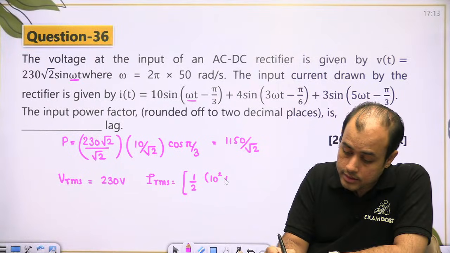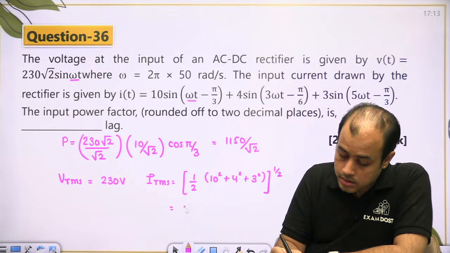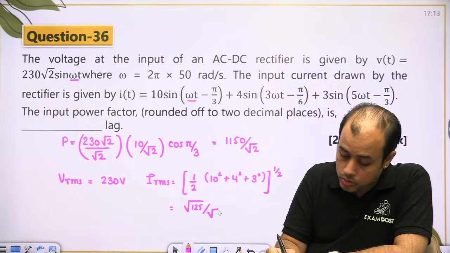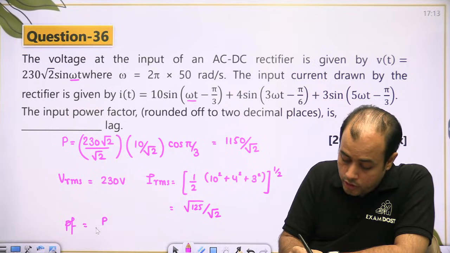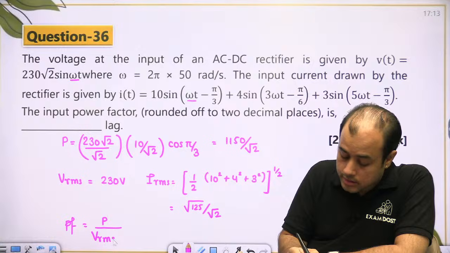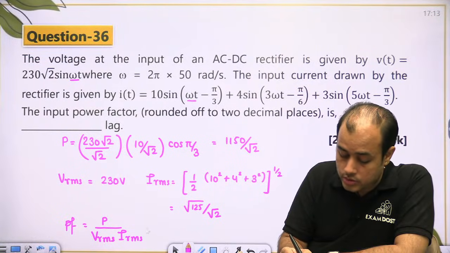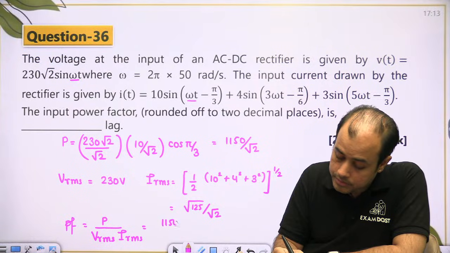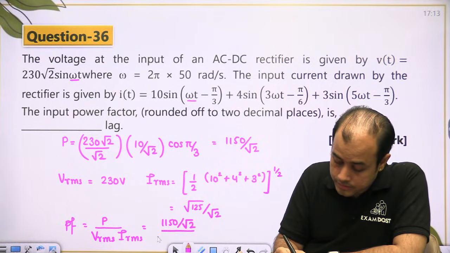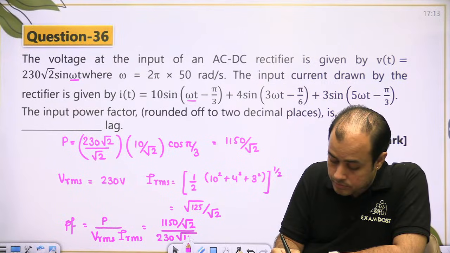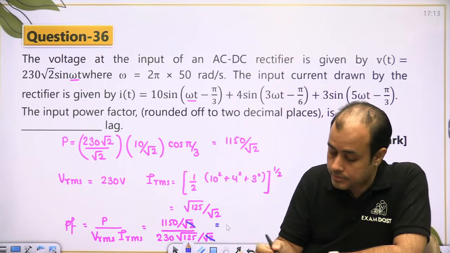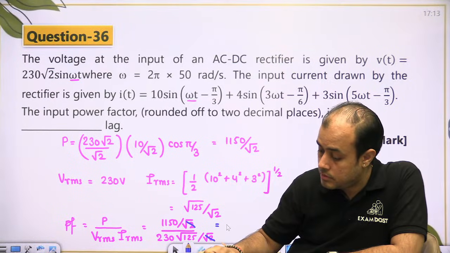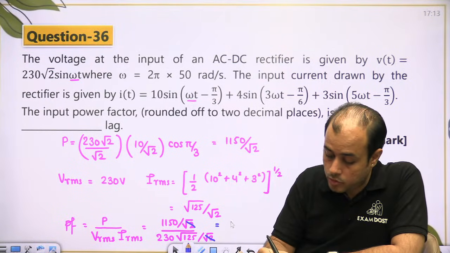is half 10 square plus 4 square plus 3 square, 125 by root 2. Now, power factor is, the basic formula for power factor. This is how you have to solve the question based on power factor. So, root 2 will be cancelled. 0.447.